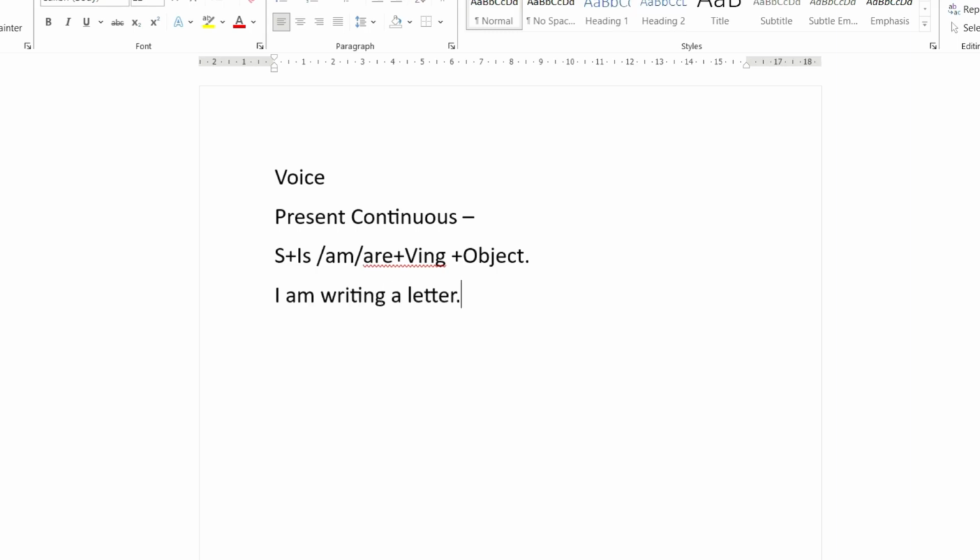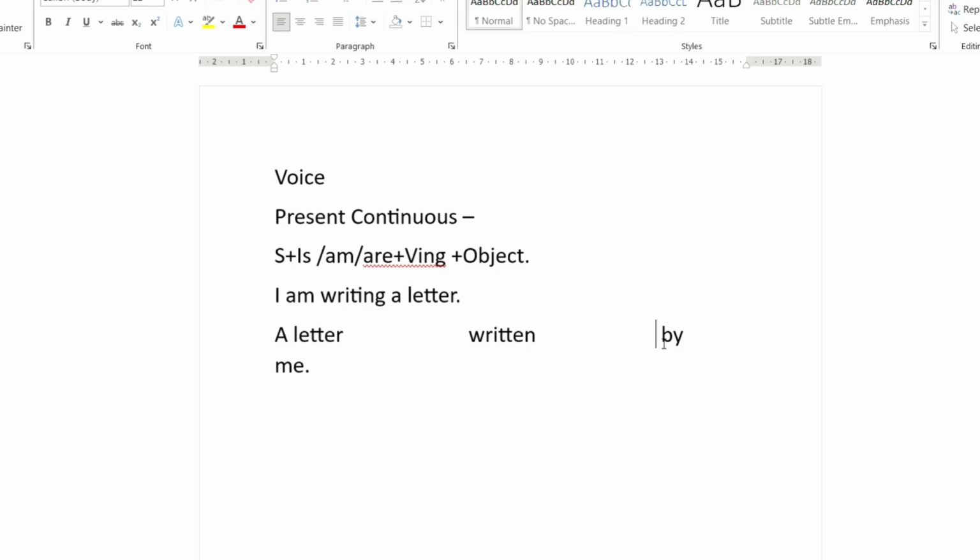So, what was rule number 1? Interchange. Object will come in front, subject will go at the last. Now, when I goes in the object part, it changes to me. Rule number 2, addition of by. Rule number 3, changing the verb into V3. So, writing will change to written.